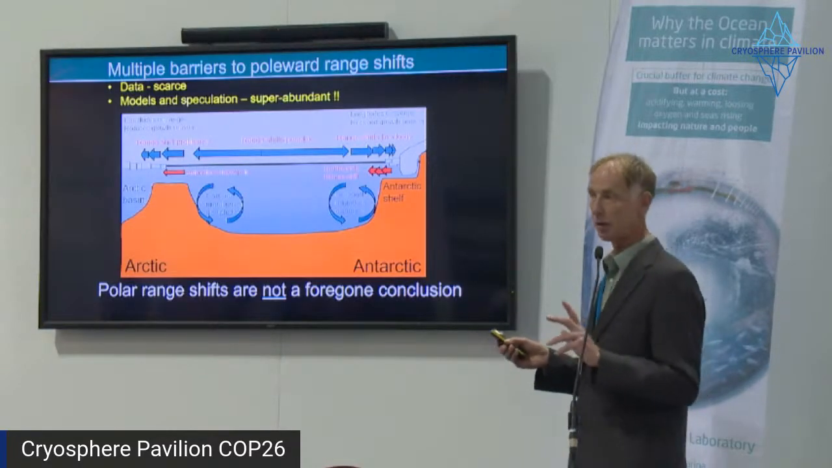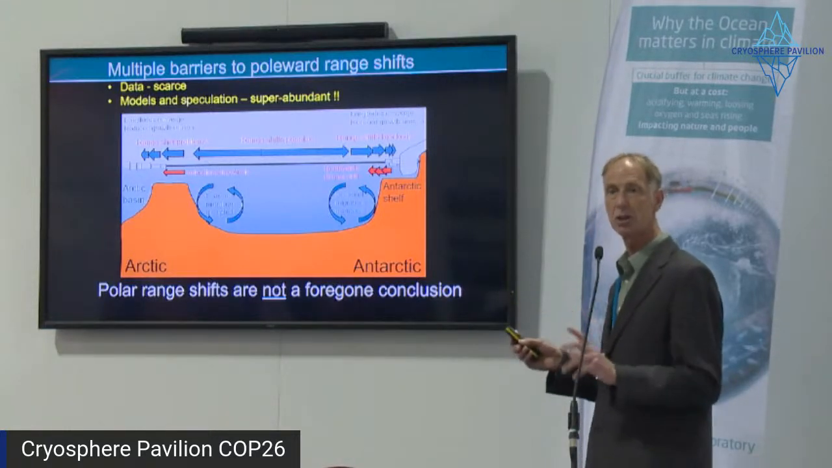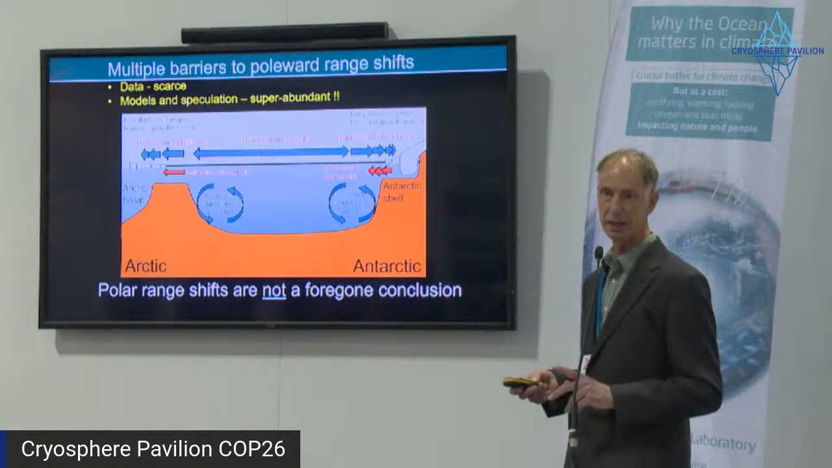I'm going to be talking about range shifts. And I've put this slide up to show that it's absolutely not a given that species shift their range towards the poles. We've had huge amounts of speculation that this is a response of animals in subarctic and polar environments. Huge amounts of speculation, modeling, climatic envelope modeling, but there's actually very, very sparse data that this is actually happening.